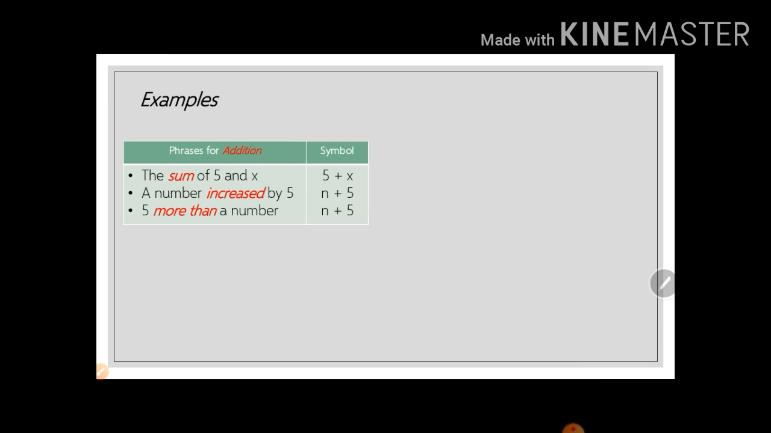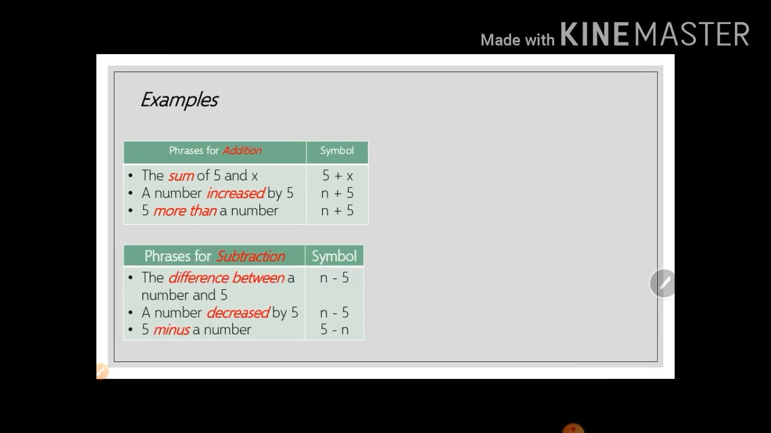Okay, so let's proceed to subtraction. Phrases for subtraction and then symbol. Number 1, we have the difference between a number and 5. So that would be n minus 5. Okay, so no question there. Number 2, a number decreased by 5. The other one is 5 minus a number. So that is 5 minus n.